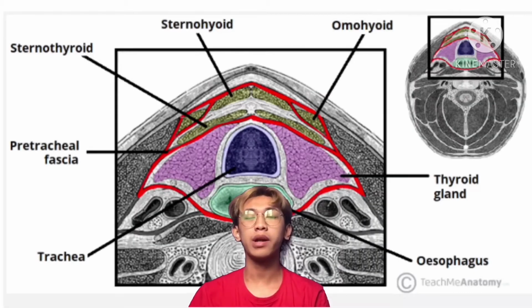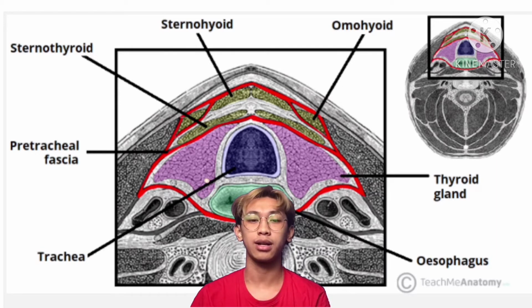For the anatomical structures involved, the thyroid gland is closely associated with numerous other structures in the neck. Anteriorly, we can see here the infrahyoid muscles, namely the sternothyroid, and the superior belly of the omohyoid and sternohyoid.